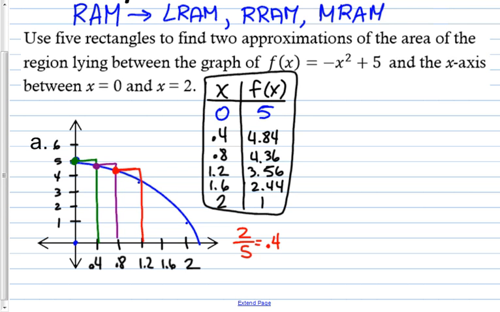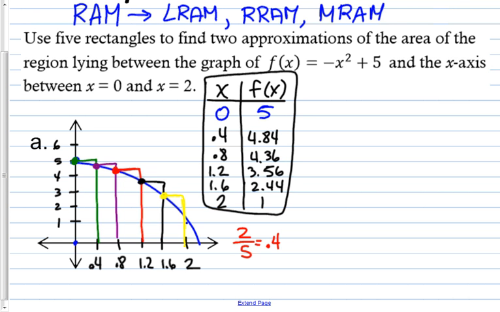Okay, the next one, I'm going to do it in black. It's going to start here, which is the left point, and go over to the right, and then come down. Okay, last rectangle. I'll make it in yellow. Starts here, and then moves over, and then down.